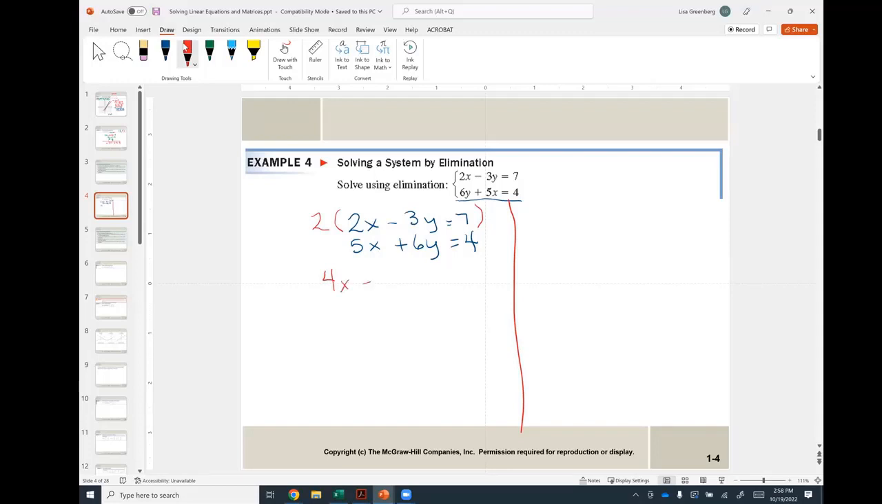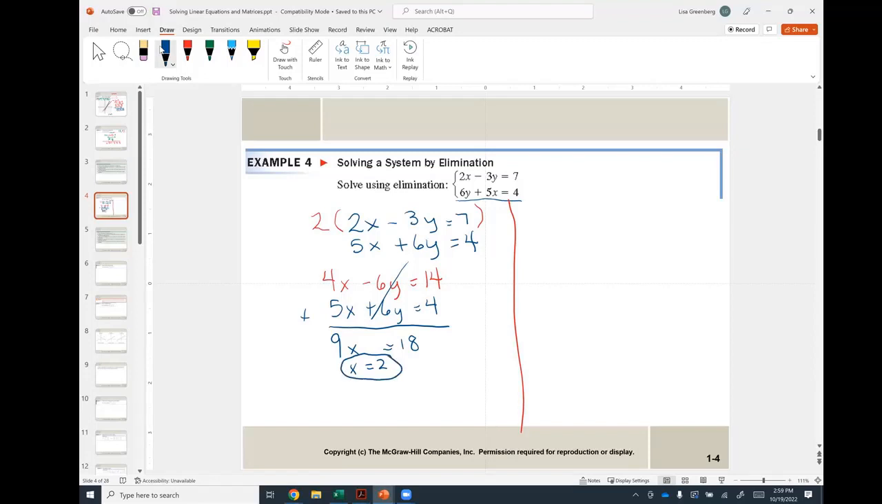4x minus 6y equals 14. And when I say everything, I mean both sides of the equation. And then I have 5x plus 6y equals 4. And this, I'm going to add them. I highly recommend you make sure the signs are different for the one that you're going to eliminate and add instead of subtracting, because notice these are going to cancel each other out. So this equals 18. Divide both sides by 9. I get x equals 2.